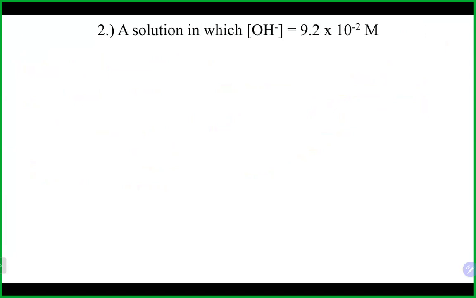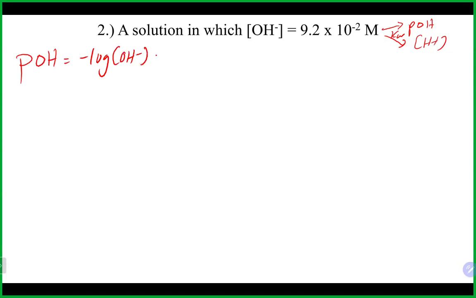Taking a look at the other one in there, which was the OH minus concentration. So we can again get the POH from that. We also again could use KW and get the H plus. I'm going to go POH here first. So POH is going to equal negative log of the OH minus concentration. That's going to give me negative log of 9.2 times 10 to the minus 2. That's going to get me there, 1.04.